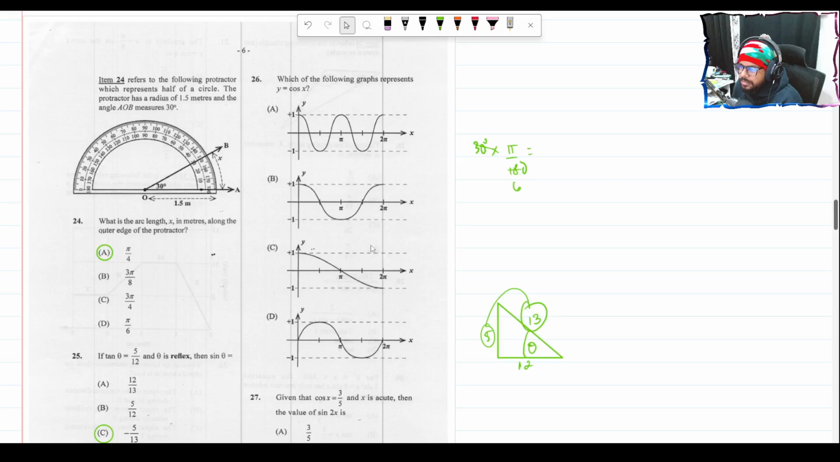Cosine of x, I'm looking for it starting up top, going down, coming across, and finishing at 2 pi. So the answer for this is B.